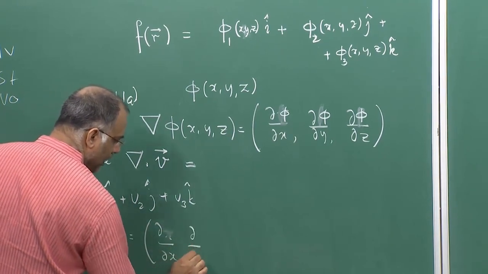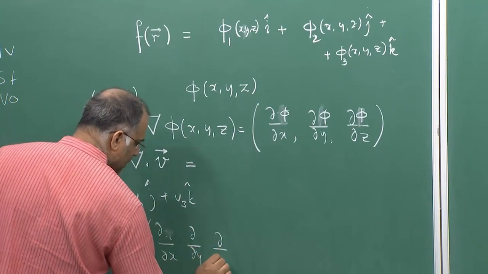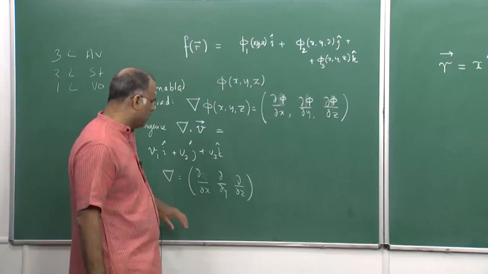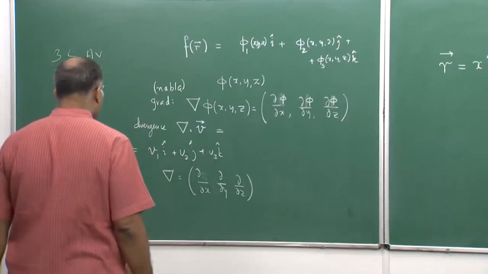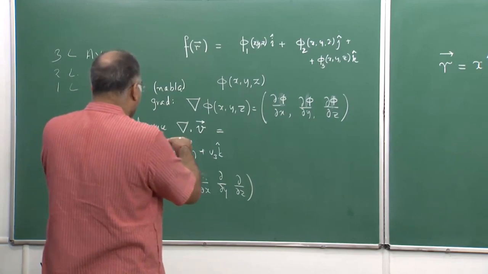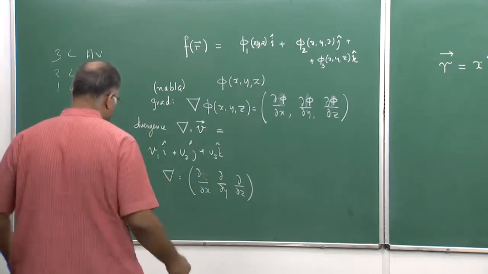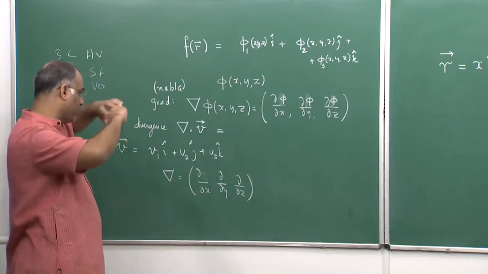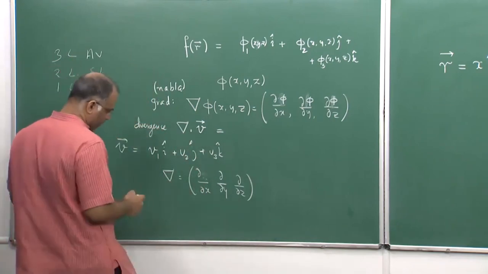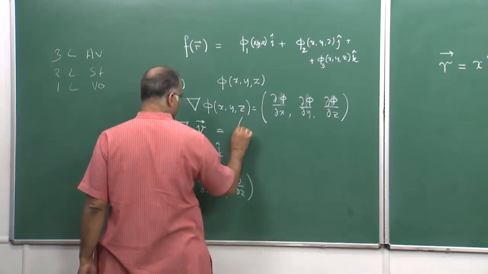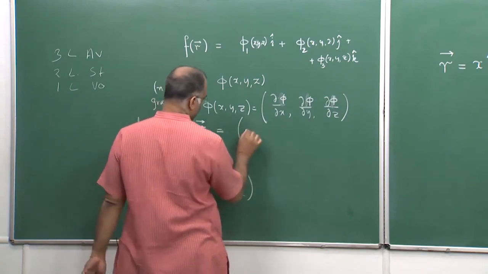del del x, del del y, del del z. This is usually written as divergence. Divergence means, from a point, say a light source, how the light is diverging in all directions. So that's the physical meaning. You're trying to look at the spread of a physical quantity from a given point. So divergence can now be written in the following way.